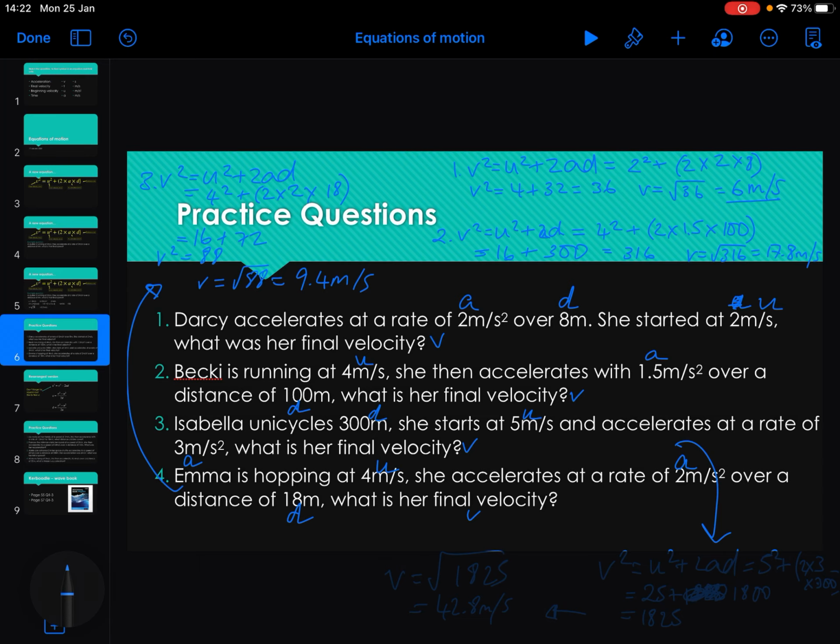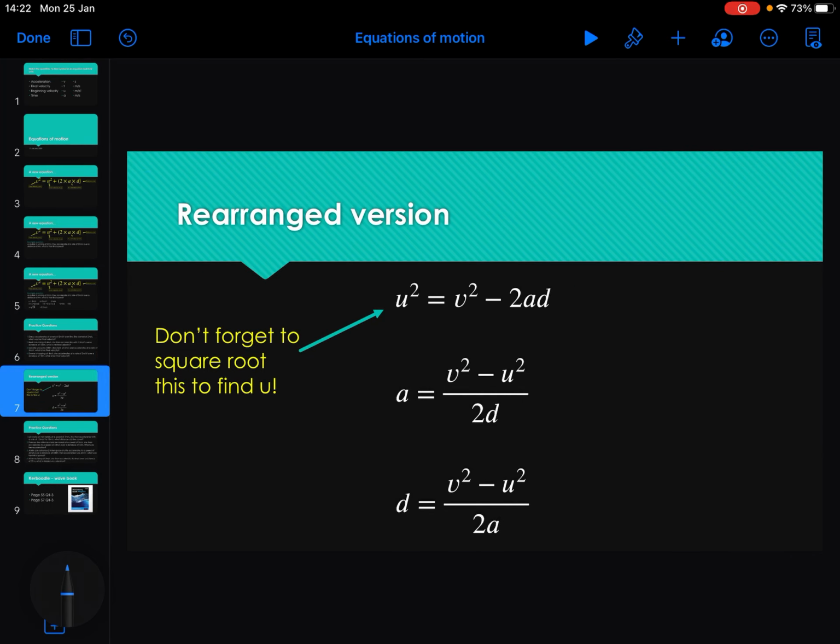Okay, hopefully you're like, okay, it looks tricky, but that's okay. Now I'm going to show you the rearranged versions. So here are the rearranged versions. U squared equals V squared minus 2AD. So if I want to find the beginning speed, it's there. Remember, that's not the beginning speed on its own, that's the beginning speed squared. So again, just like our last one, to find it on its own, you're going to need to square root it. If I want to work out acceleration, here's the rearranged version.